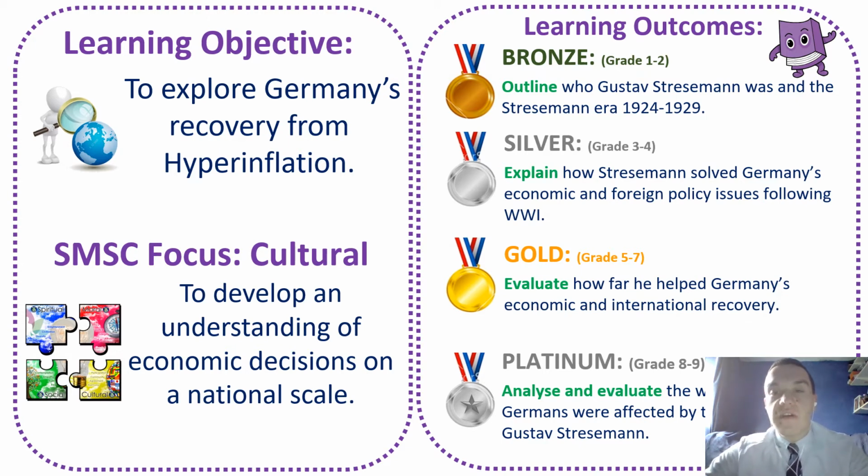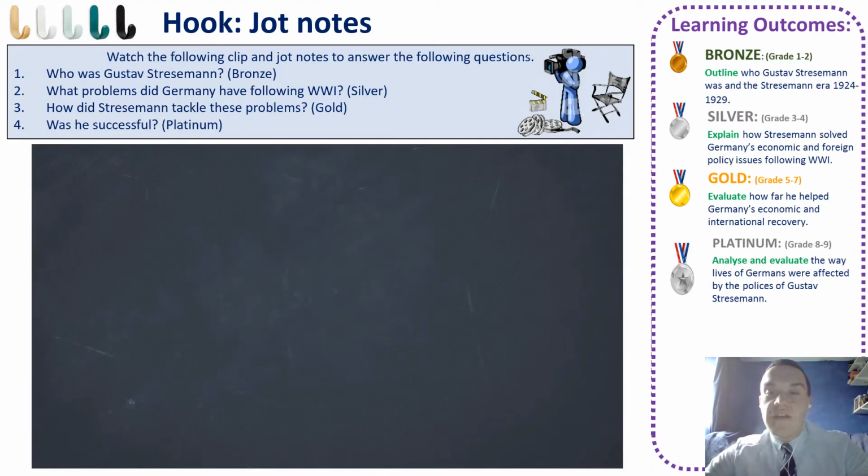Those sort of things. At gold level, you'll be looking at evaluating how far he helped Germany's economic and international recovery. Evaluating is saying, in my opinion, it was very important, somewhat important, not very important, not important at all. And finally, analyze and evaluate. You'll see this in the corner of the next slide. Analyze and evaluate the ways that the lives of Germans were affected by the policies of Gustav Stresemann.